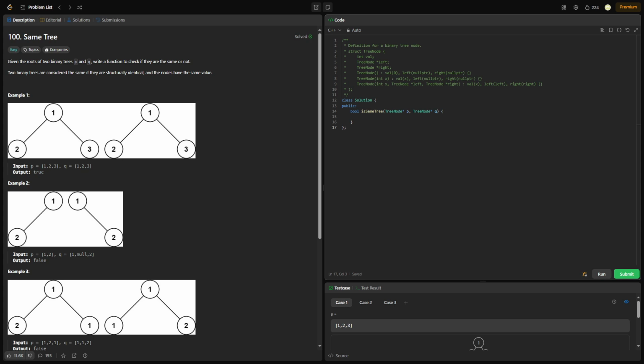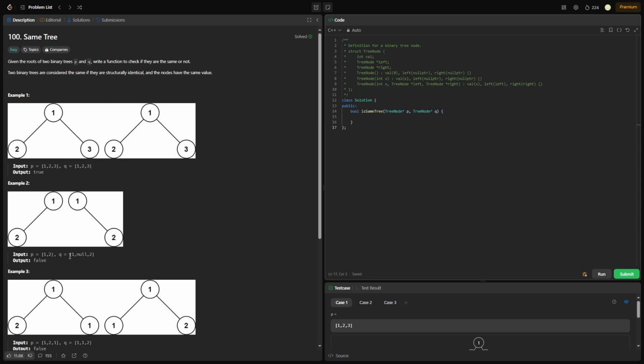What's up, everyone? This is LeetCode 100, Same Tree. Given the roots of two binary trees, P and Q, write a function to check if they are the same or not. Two binary trees are considered the same if they are structurally identical and the nodes have the same value. So here, for example, the trees are structurally the same and each node has the same value, right?